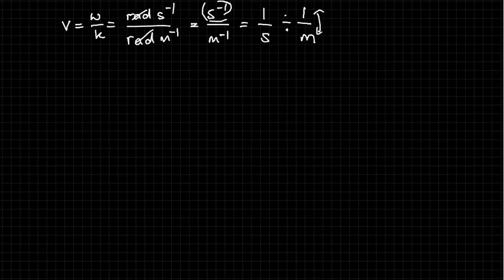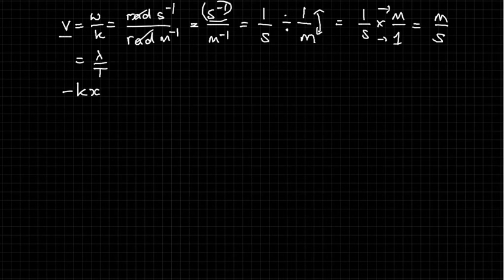Alright, and so we can write this out as 1 over s, that's what this thing is, to the power of -1, and we're dividing that by 1 over m. Now when you divide fractions, you flip the second fraction and you multiply. So I've got 1 over s times m over 1, and then we multiply the numerators and the denominators, and we get meters per second. So you see that the velocity is the exact same as the wavelength divided by the period. So that's one way to work that out.